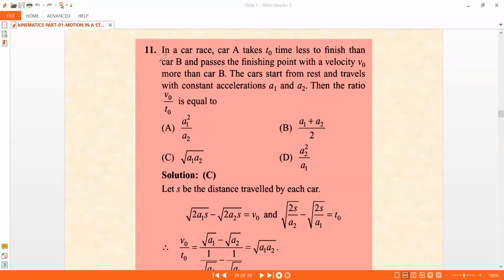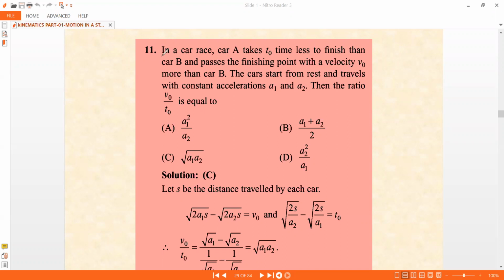In this one, this is a racing cars problem. This is a very important, typical question in straight line motion. Very nice question. The difficulty level is a little bit higher because it involves some mathematics. So how do we go about this one?